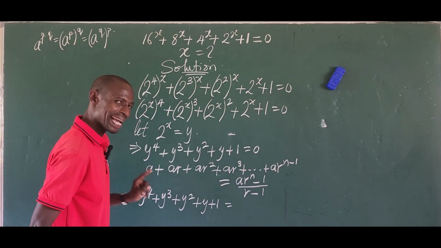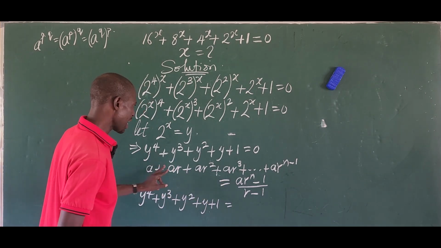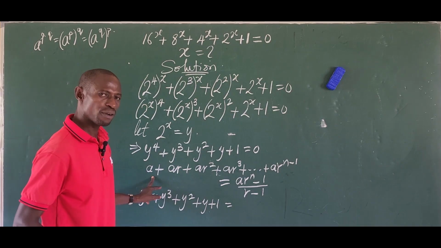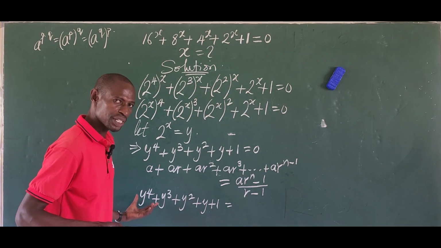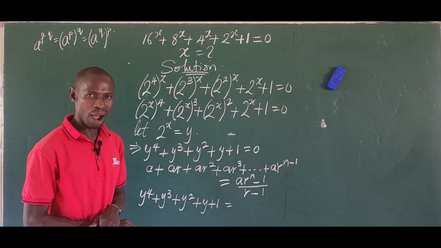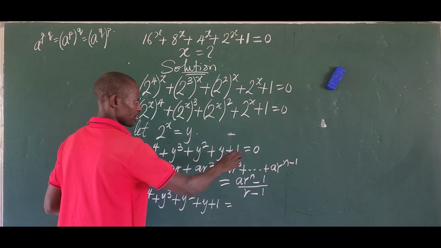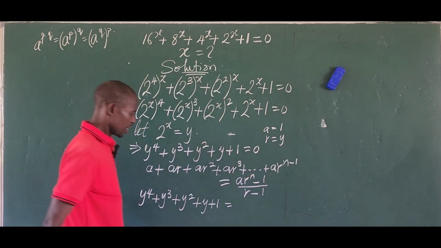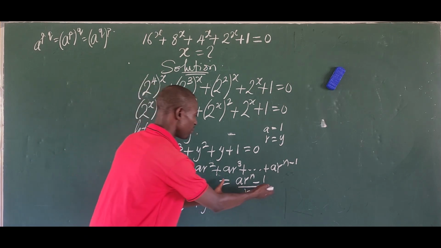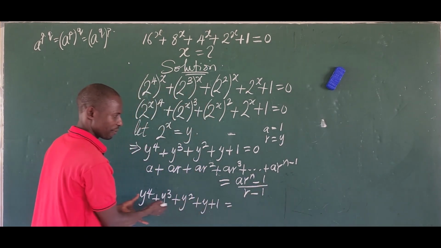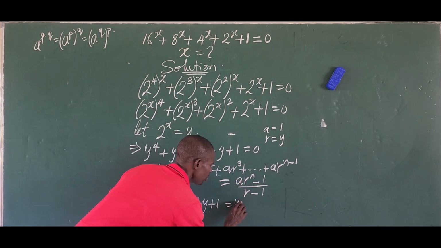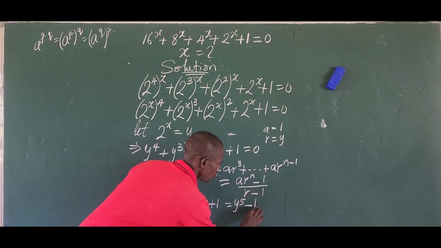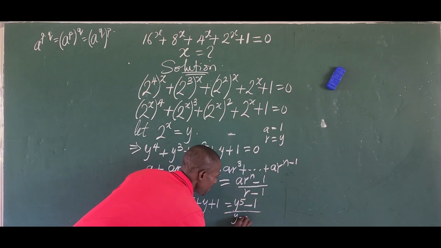What is our a and what is our r? If you check carefully, a is equal to 1 from this expression and r is equal to y. Okay, so a is equal to 1 and r is equal to y. So if it is so, then we can now bring in this format. So this is going to give us y to the power of 5 minus 1 all over y minus 1.